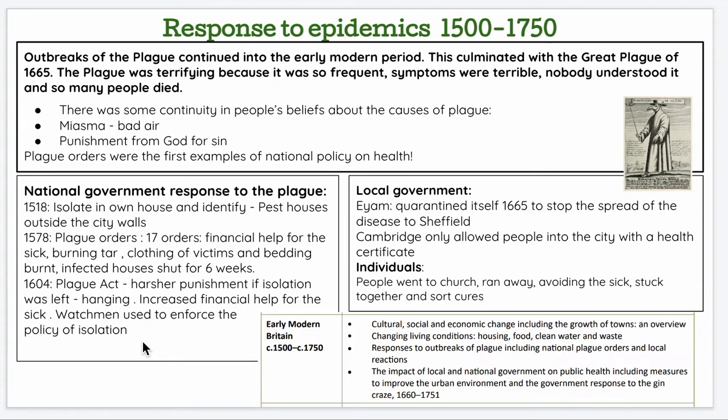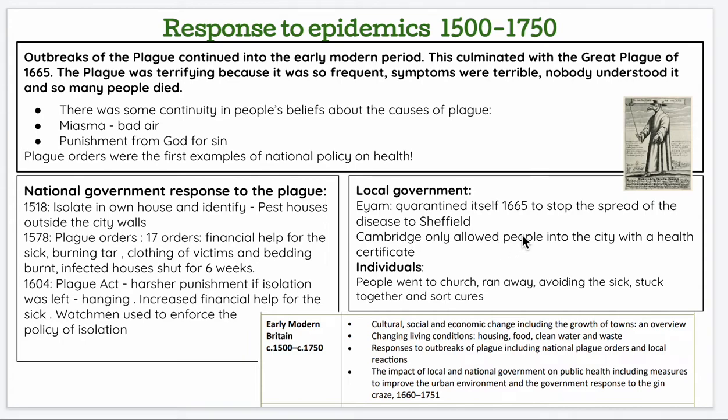And we see locally a lot of different towns that have been good examples of measures to deal with the plague. If we just have a look at a couple here, this idea of isolation is a recurring theme. So in Eyam, a village in the Peak District, the whole village quarantined itself in 1665 to stop the spread of the disease to Sheffield. Now, the consequence of that was that although Sheffield was safe, 75% of the people of Eyam died.